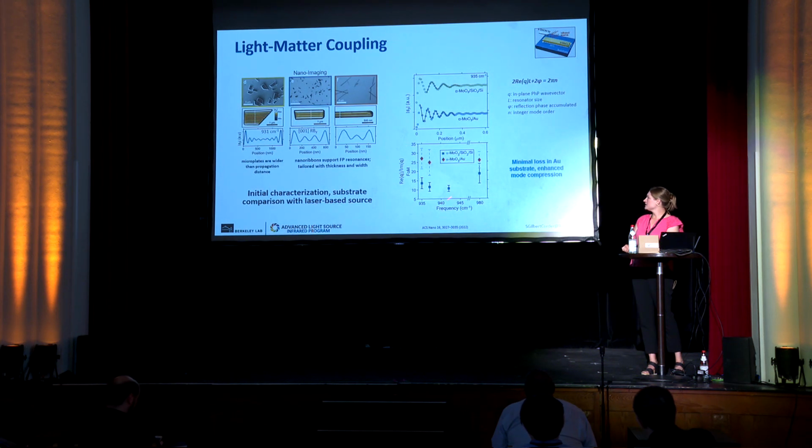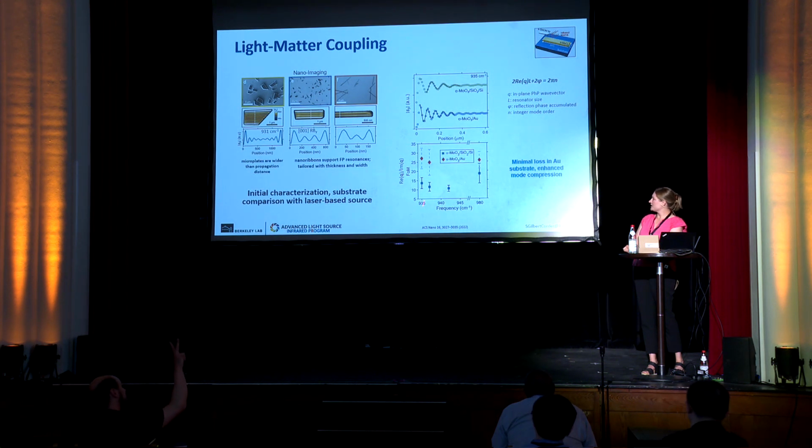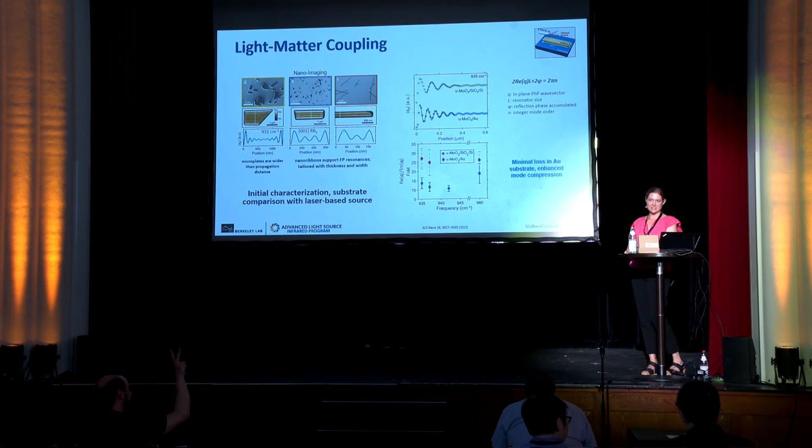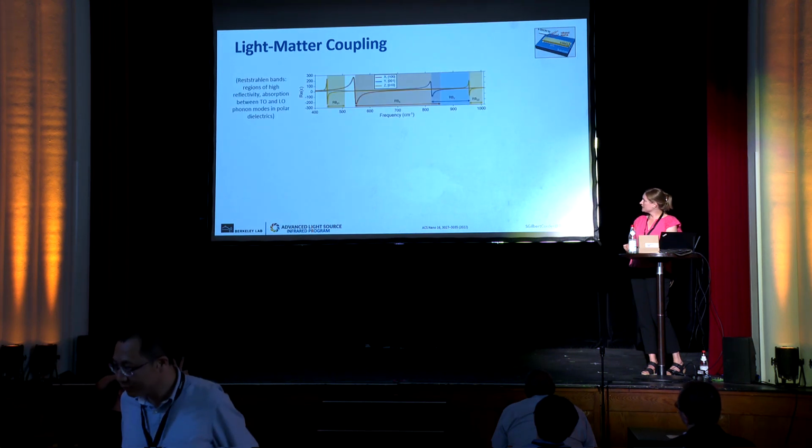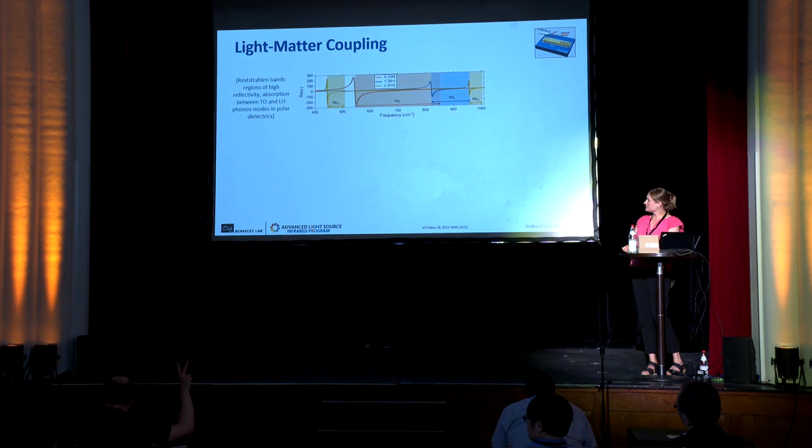And then also comparing different substrates, they had a nice figure of merit showing that for an ultra-smooth gold substrate, they get minimal loss and significantly enhanced mode compression compared to SiO2. But to really probe the material's anisotropy, they brought the system to the ALS and wanted to probe the 4 different Reststrahlen bands of the material.